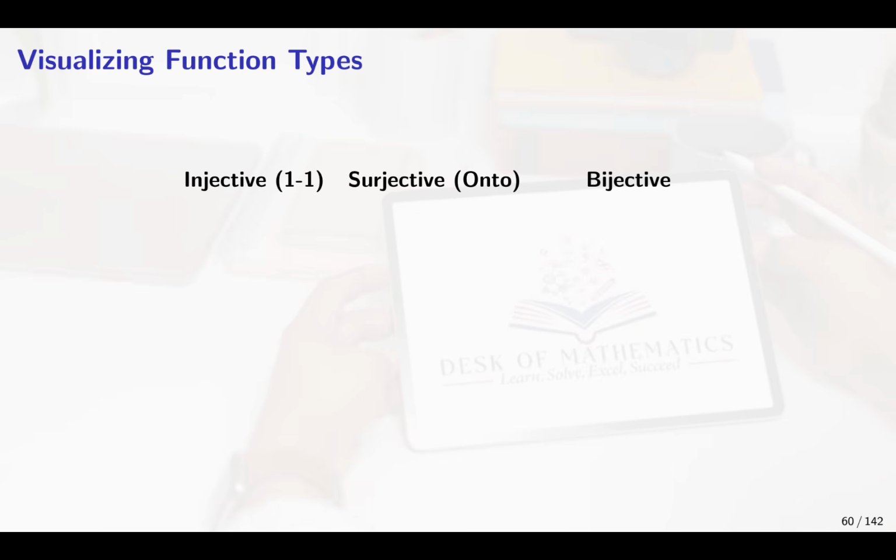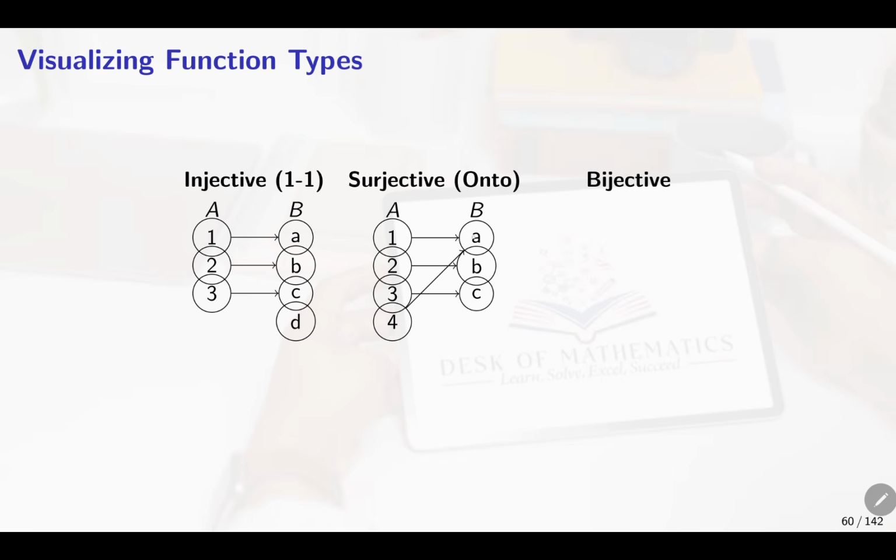Okay, so visualization of function types. Injective means that every different element has a different image. Surjective means every element of the codomain has a preimage. Bijective means this is 1-1 as well as onto.